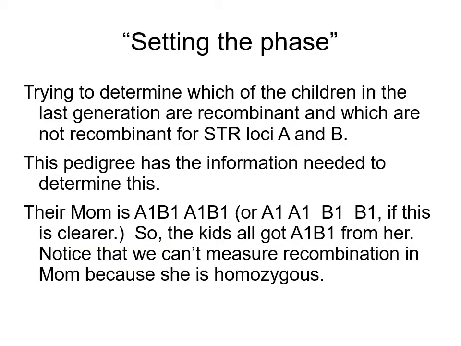Okay, so it's easy to determine this because we have the information in the pedigree to make this information unambiguous. Setting the phase means that we can just say who's recombinant and who's not, because we know what they got from their parents.